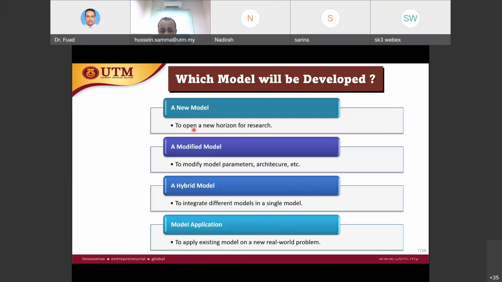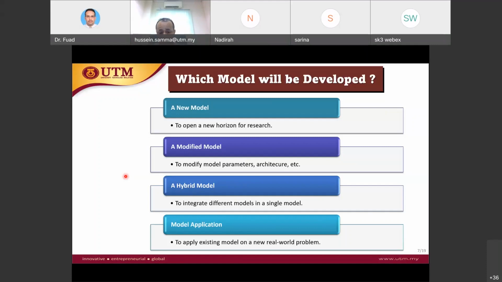After that, the second level is the modification of an existing model. You don't want to introduce a new model, you just want to improve and modify existing models. So this is the second level. The third level comes after, which is the integration of different kinds of models together, and you will put them together as a single model.